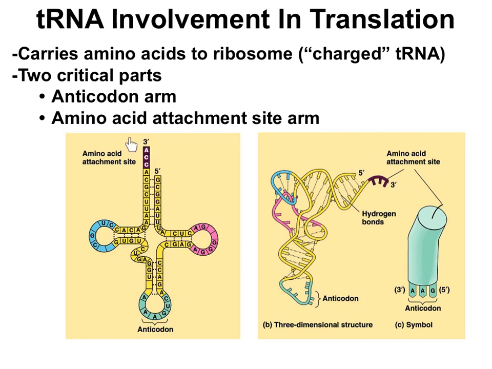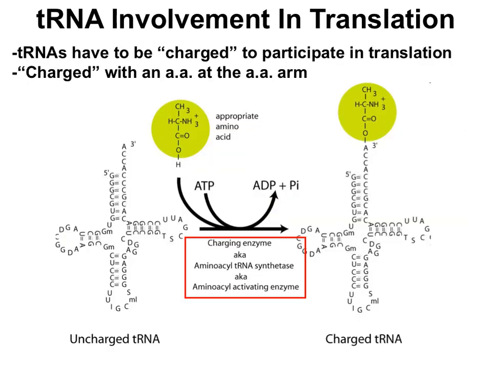The amino acid is attached to the other end of the tRNA at the amino acid attachment site arm. The process of adding amino acids to tRNA, referred to as charging the tRNA, is shown in this diagram. The process requires an enzyme called aminoacyl tRNA synthetase, or more friendly version, charging enzyme. The substrates are the amino acid and the tRNA, and since this is an anabolic reaction, ATP is required to join the substrates together to make a charged tRNA product.